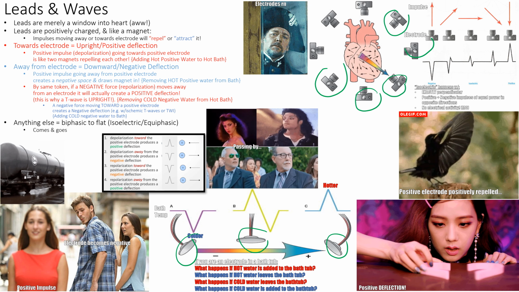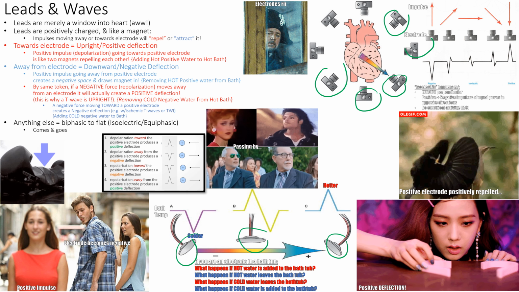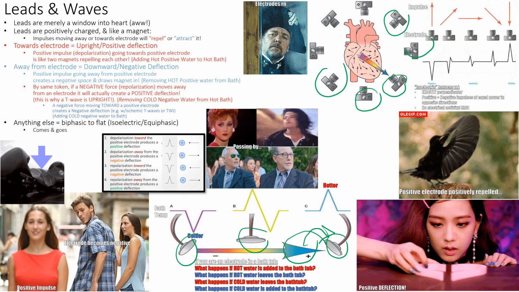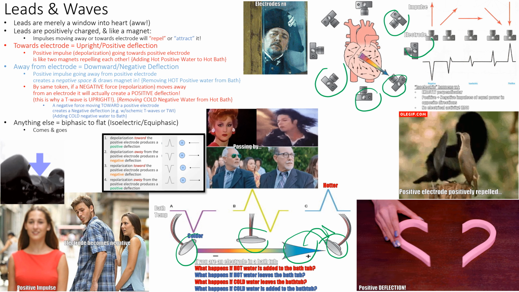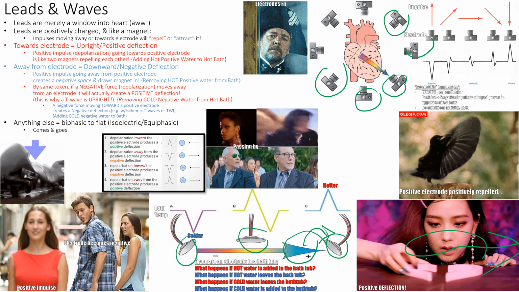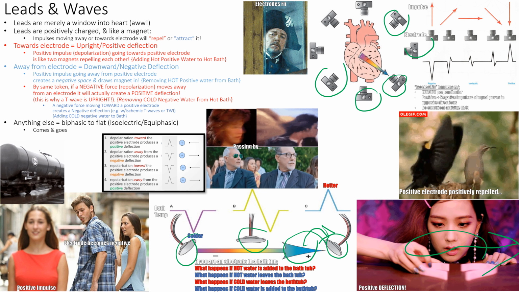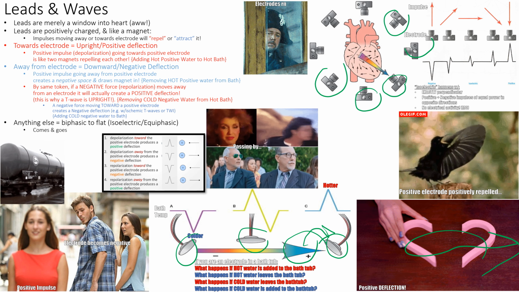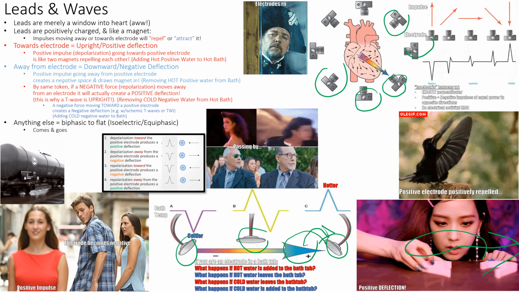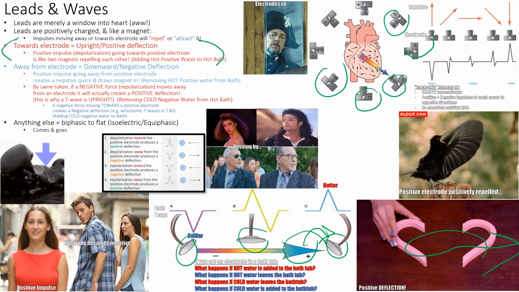Why is the T wave upright? What the heck? I thought it was a wave of depolarization, right? You can think of it as a positive impulse going towards my lead right here. That's going to cause a positive deflection. Two positives are going to repel each other, whereas a positive and a negative are going to attract each other, right? So you can think of it like a magnet.